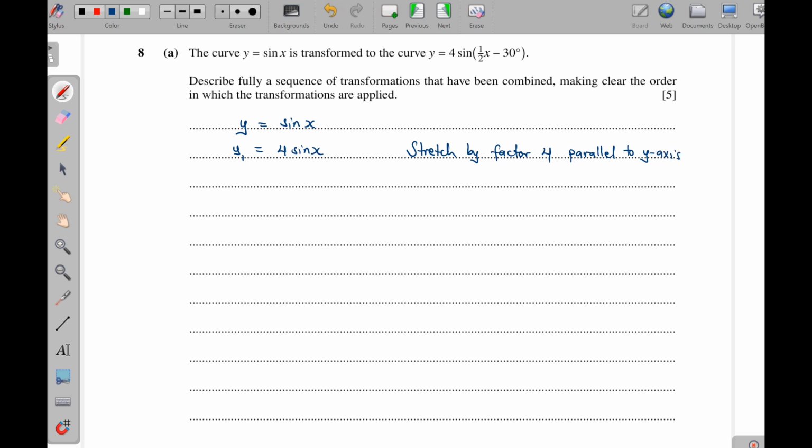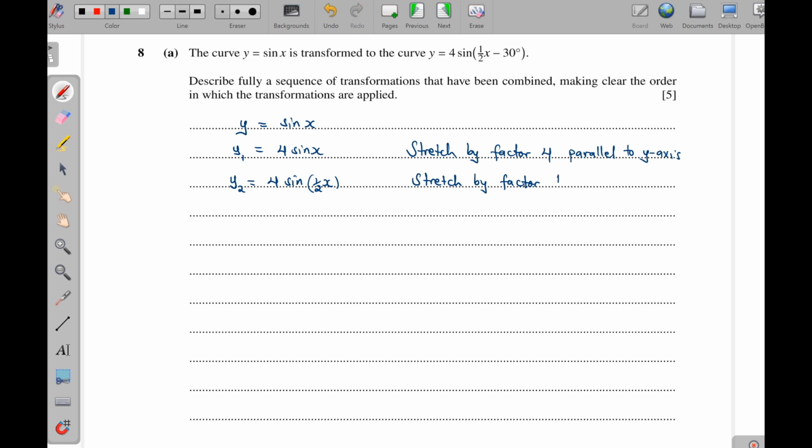Okay, then y2, I can go to this one here, and we have sin, then I do something on the x, that is a half. Okay, this one here is going to be, it's a multiplication on the x. So if it is a multiplication on the x, then we are going to have a stretch. So this will be stretch by factor. For if we are having y is equal to f of ax, this is a stretch by factor 1 over a. Okay, stretch by factor 1 over a.